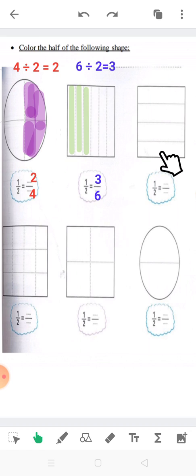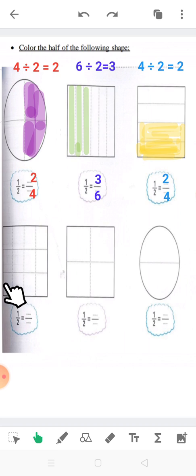Again, how many parts do we have? This is 1, 2, 3, and 4. So 4 in the bottom. And I will color 4 divided by 2, which is 2. So I will color 2 parts.